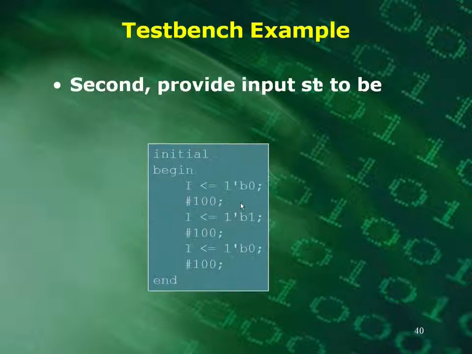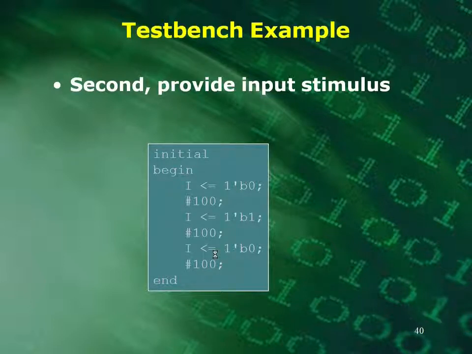Well, let's create a stimulus. We'll create an initial block, and at time 0, we're going to set the input to 0. Then we're going to delay 100 time units, whether they be nanoseconds, picoseconds, or whatever you use with the tick timescale directive. So we delay 100 time units, set the input to 1, delay another 100 time units, set the input to 0, and delay another 100 time units. Maybe we add that in.